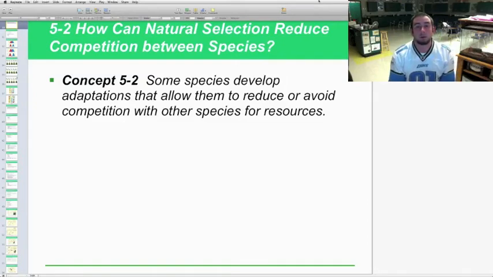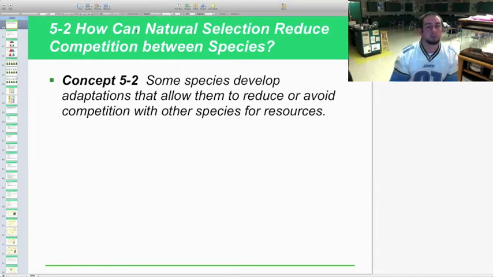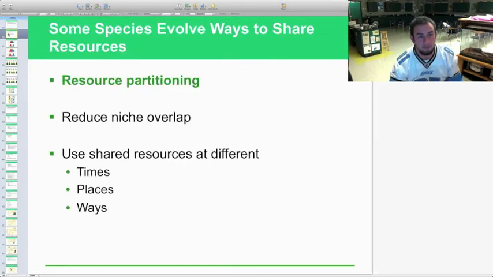Hey scholars, welcome to chapter 5.2, How Can Natural Selection Reduce Competition Between Species? So we talked about the competitive exclusion principle, where no two species can occupy the same niche. Well, this is natural selection's way of reducing that competition between the species, and we're going to look at how they do that.